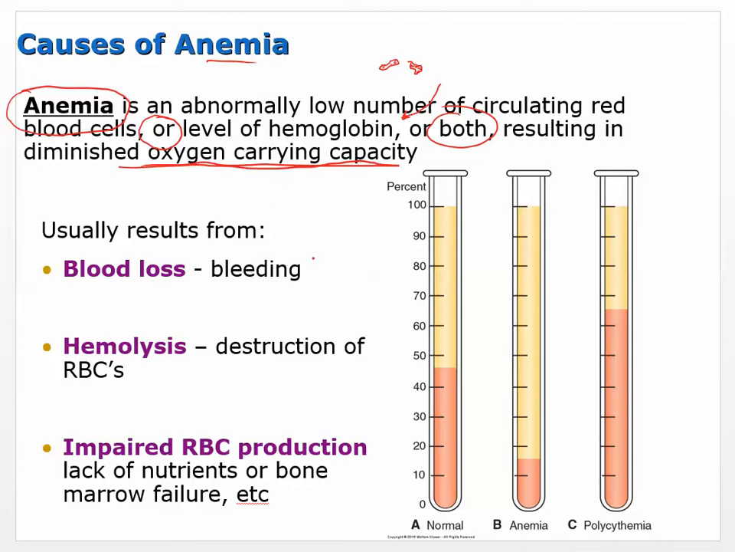Okay, so what causes it? Blood loss. If you bleed, you're not going to have as much blood, and therefore you're not going to have as many red blood cells. So that kind of makes sense. Hemolysis. If you remember, lysis means to cut something, and in the case of red blood cells, you're destroying or cutting the red blood cells. So somehow the red blood cells are being destroyed in hemolytic anemias. And then impaired red blood cell production. So that may mean that either you're not producing enough red blood cells, or you are producing red blood cells that just don't have enough hemoglobin in them.